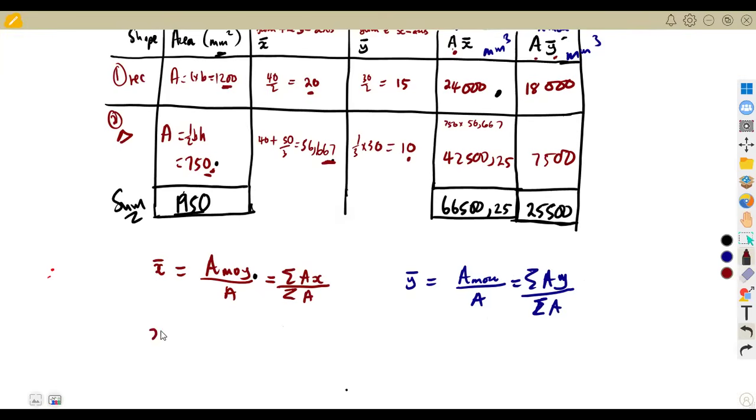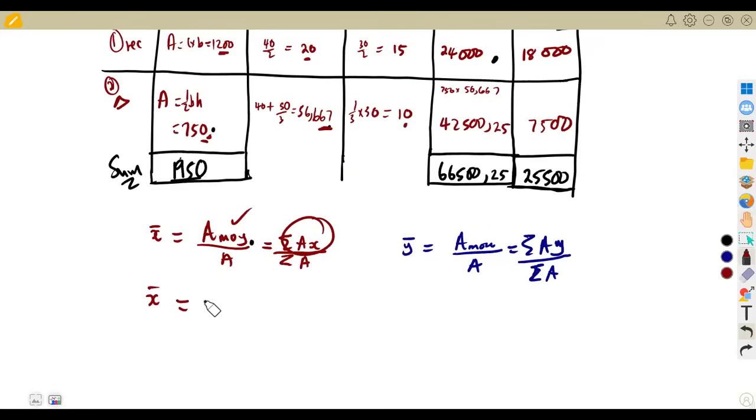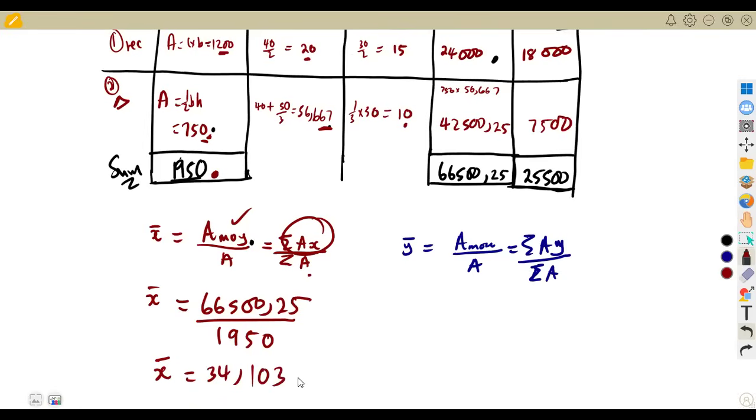For the X, X bar is equal to the sum of AX, which is the area moment for Y, this one, 66,500.25, over the sum of the areas, which is 1,950. So this is going to be our X bar. If we divide 66,500.25 by 1,950, it is going to give us 34.103 to 3 decimal places.